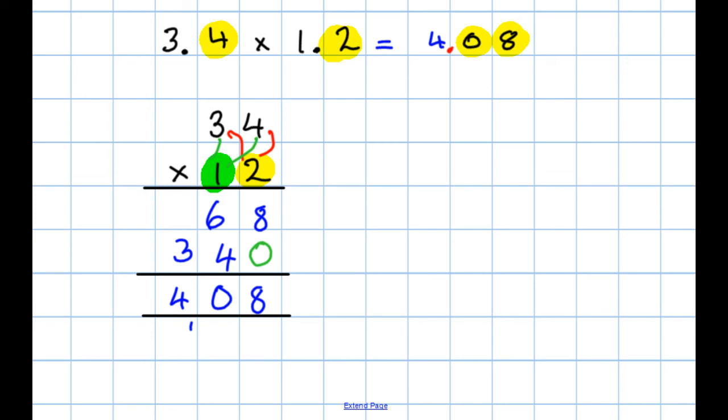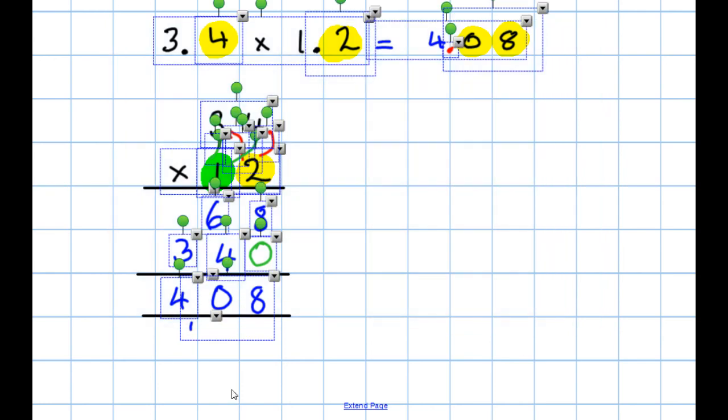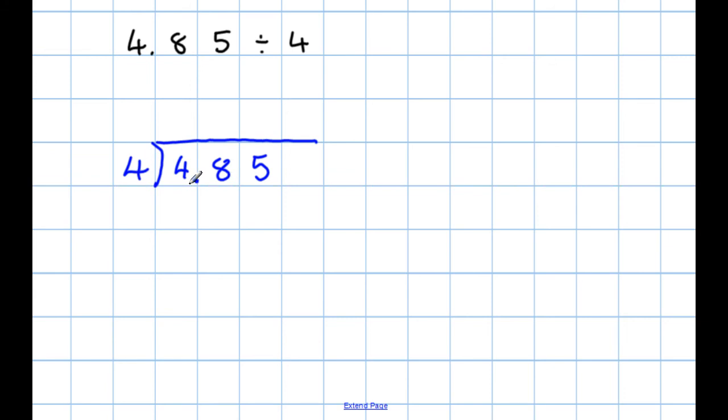Right, and finally, when we're looking at decimals, let's look at division. Here we go. We're going to work out 4.85 divided by 4. So we draw our bus shelter. We put the number we're dividing inside it. We put the number we're dividing by outside it.